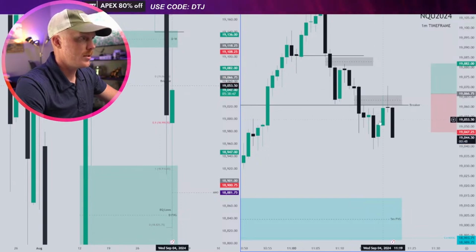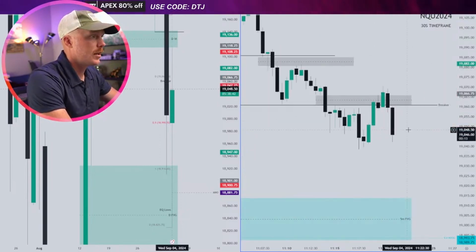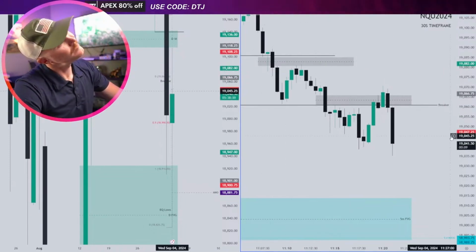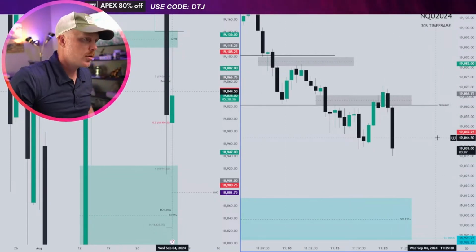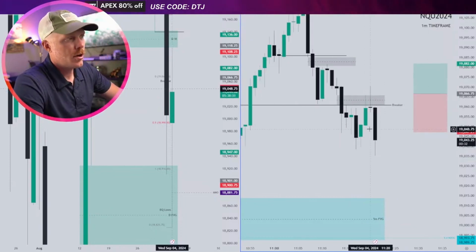Let's see if it closes this fair value gap, if it gives us the opportunity. What's the 30-second look like? Yeah, it's not going to give it to us. Dang it. Those are so freaking quick. That would have been nice. That would have been a decent chase.